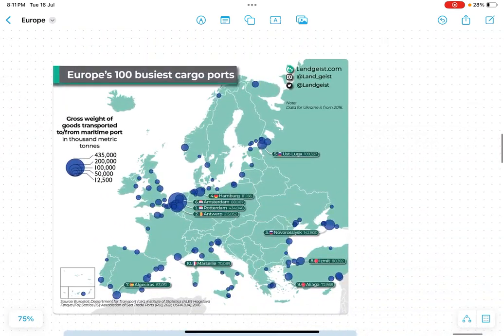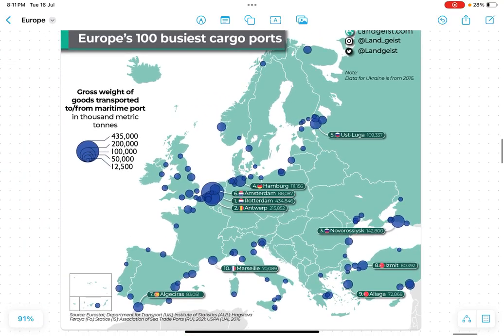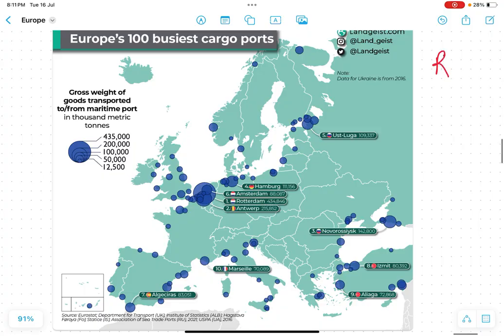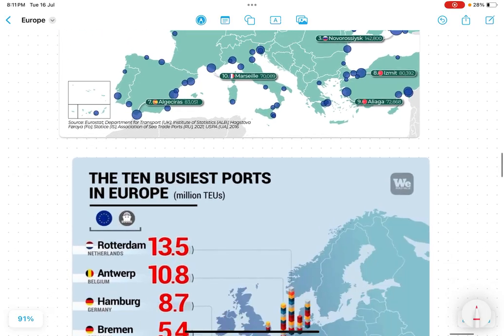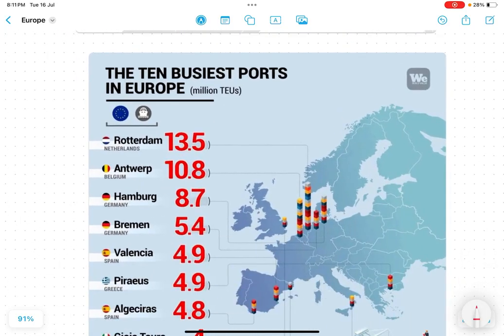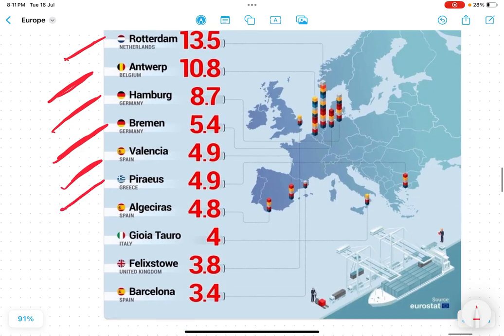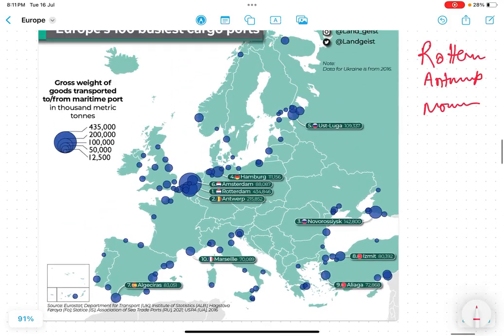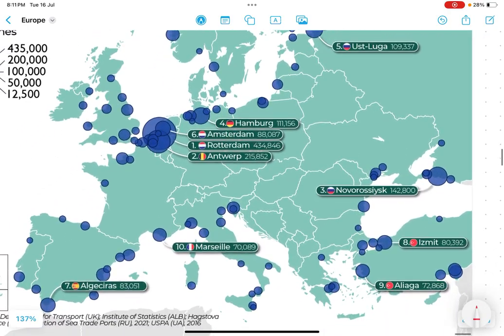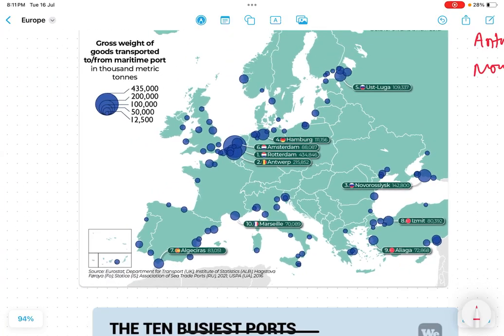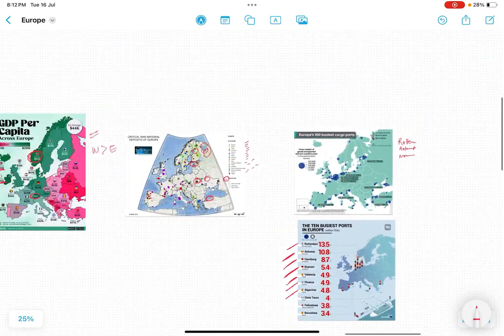Then let's look at the cargo ports, the busiest cargo ports. The busiest port is Rotterdam. Then we have Antwerp, and then Novorossiysk, right? As you can see here, Rotterdam in the Netherlands, then Antwerp, then Hamburg, Bremen, Valencia, Paris, Algeciras. So all of these ports are mentioned here. You can see by yourself which port stands at which position in terms of handling, right?